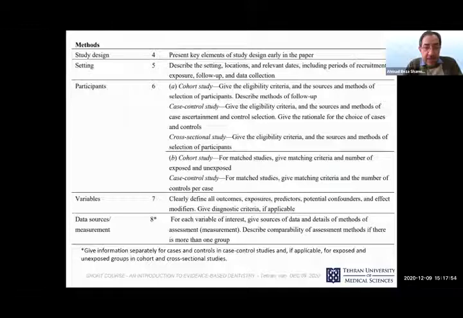The eighth item is data sources and measurements. For each variable of interest, the researcher should give sources of data and details of methods of assessment or measurement. We always say that the methodology should be written in a way that everybody could repeat the study exactly as the researcher performed it. So the comparability of assessment methods in each group should be certified. It's an important item in studies that have two groups or more. The actions of the researcher in each group should be consistent, and it's very important.